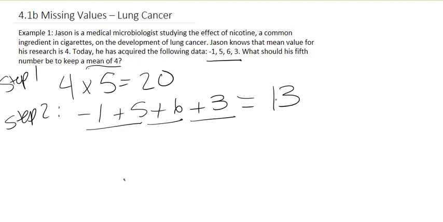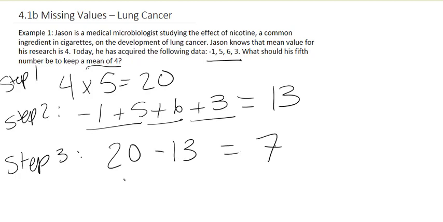So now, for step 3, we will take the first number and subtract the second number from it. So 20 minus 13 equals 7. So 7 is the missing number. So Jason needs to have a value of 7 in his next sample to keep the mean at 4. So let's look at another example.